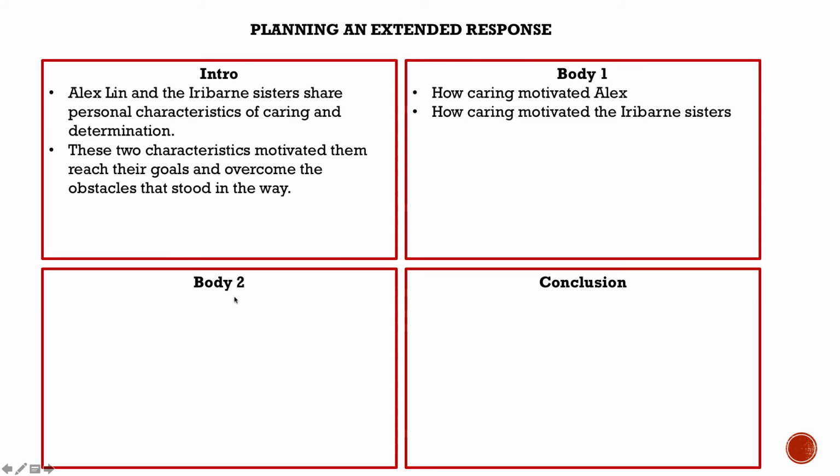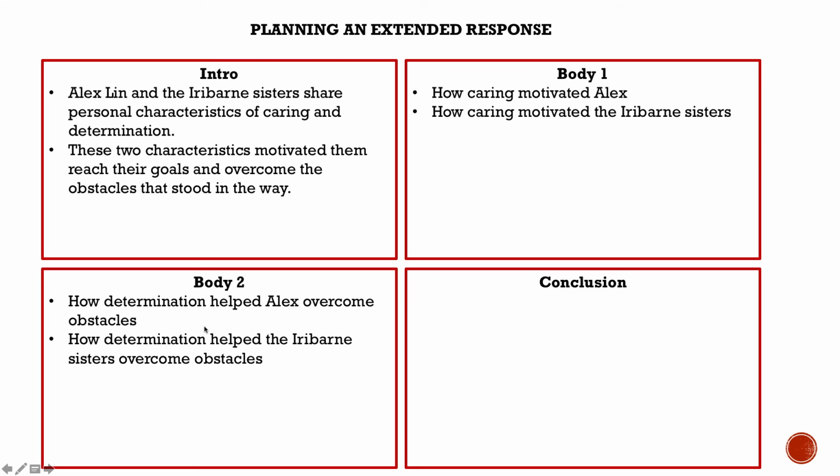Now I want to move to body 2 and talk about the second characteristic, which is going to be the determination. So how determination helped Alex overcome obstacles. There's a lot of things that Alex did to overcome all the obstacles to get rid of some of this electronic waste in his state. So I definitely want to talk about how he pushed past and overcame those obstacles.